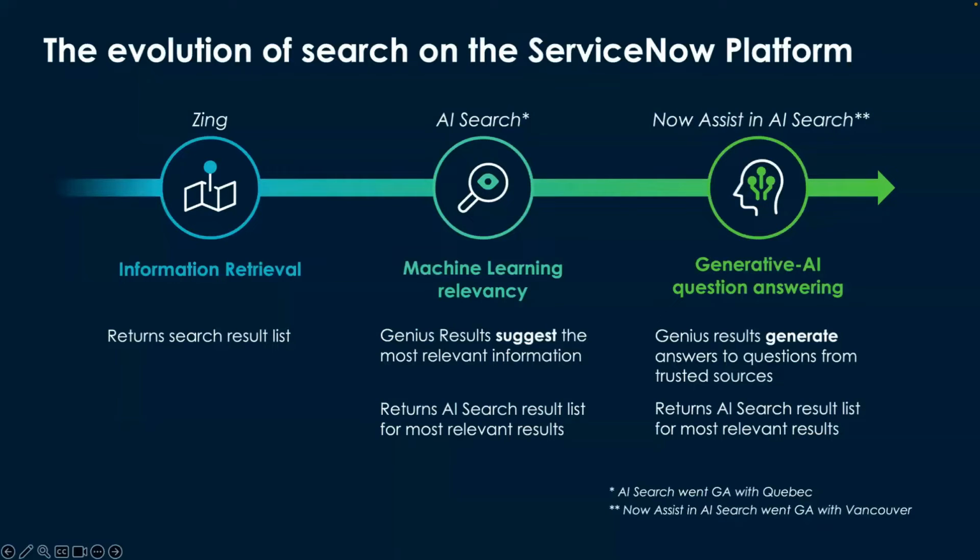Powered by the ServiceNow Search Q&A large language model, Now Assist in AI Search uses Retrieval Augmented Generation, or RAG for short, to generate concise, actionable answers from the most relevant AI search results. This is AI search with next-level understanding that doesn't require retraining of the model.